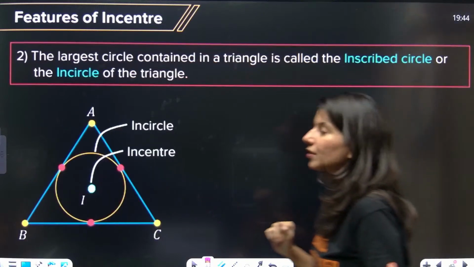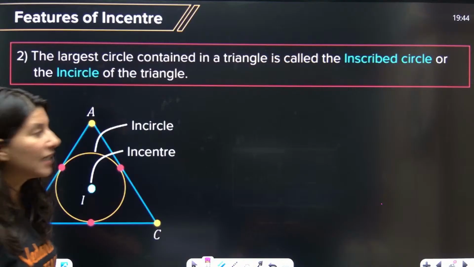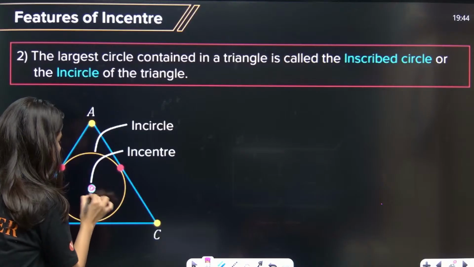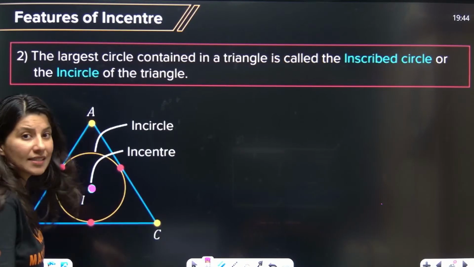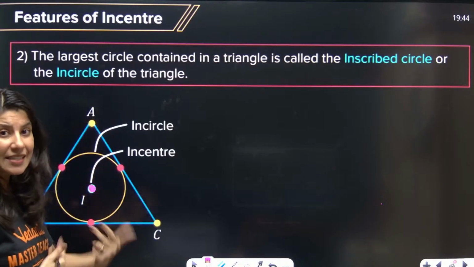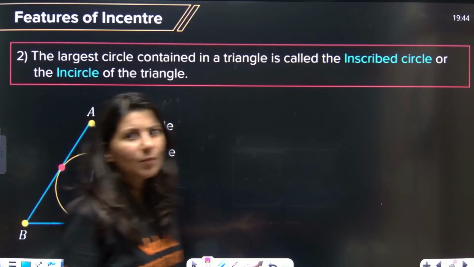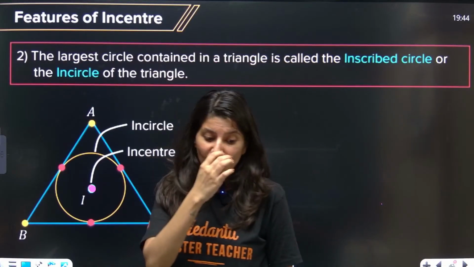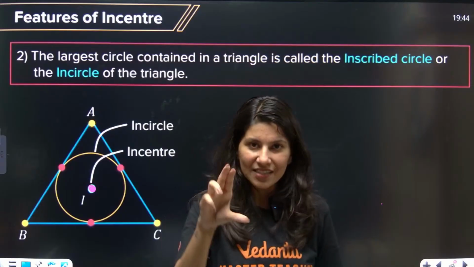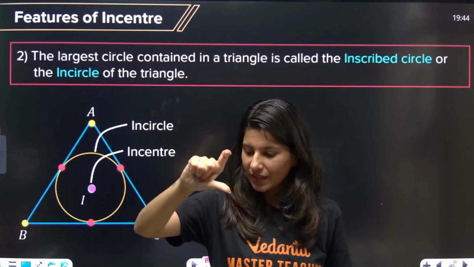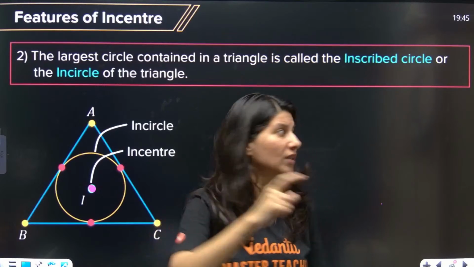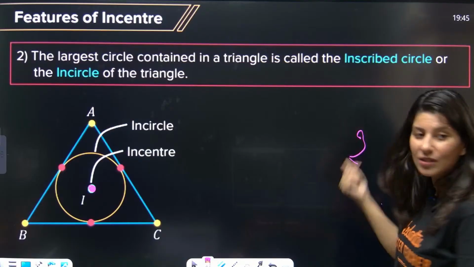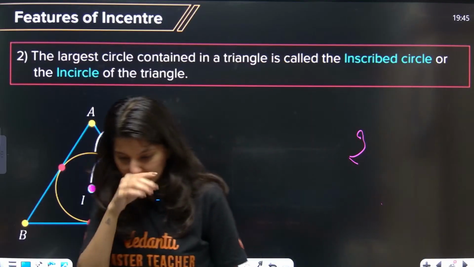Now, the second point on your screen: the largest circle contained in a triangle is called the inscribed circle. So, now suppose this is your in-center. You know how this in-center is formed. The in-center is nothing but the point of concurrency, or meeting point, of the internal angle bisectors. Once you have got this, you can use that tool we used to call a rounder, a compass, with one sharp pin and one pencil, and then you can draw a circle.